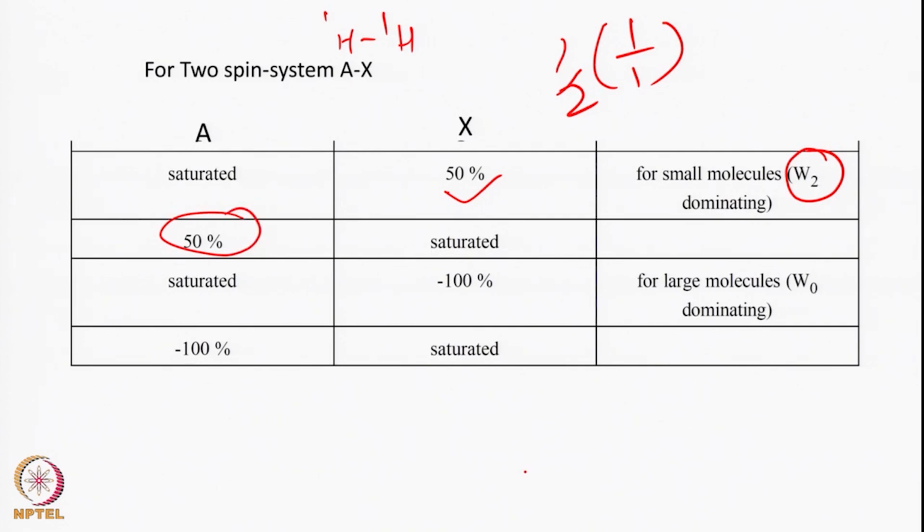Now suppose we are saturating A, and for a large molecule where omega 0 is dominating, you can get a negative NOE enhancement of almost 100%, because the mechanism is very different. And similarly, if the X spin is saturated, then you can get an enhancement of 100% because for this omega 0 is dominating.